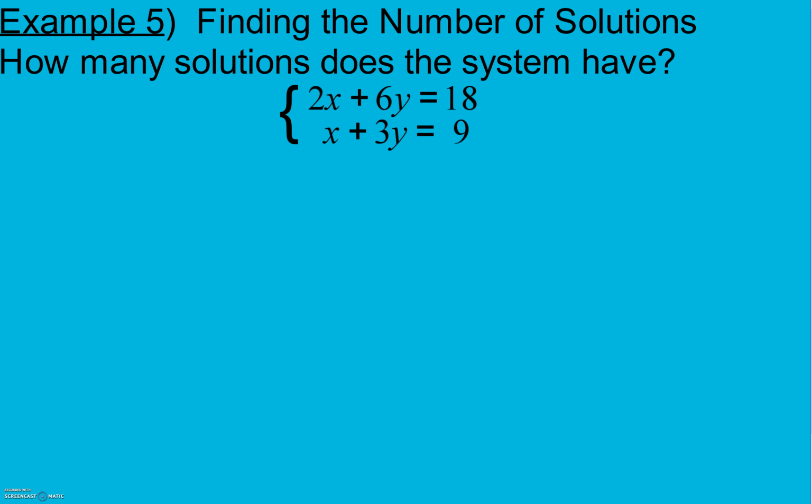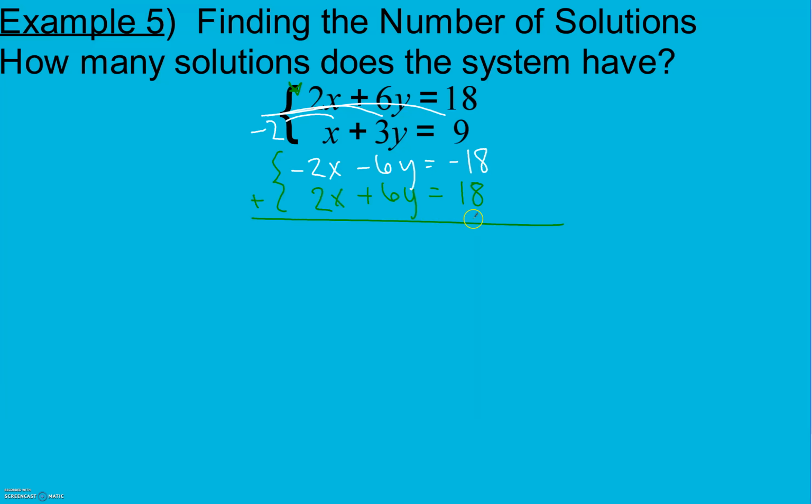So if we look here, we don't have opposites, but we can get some. If I multiply the bottom equation by -2 all the way through, I'm going to have -2x minus 6y equals -18. I can bring down this top equation as well. I'm just going to rewrite it so it's a little bit more organized. And now that I have opposites, I can add these together.